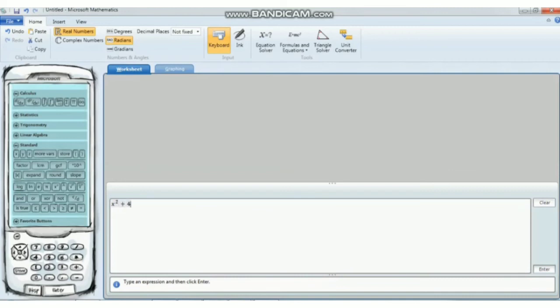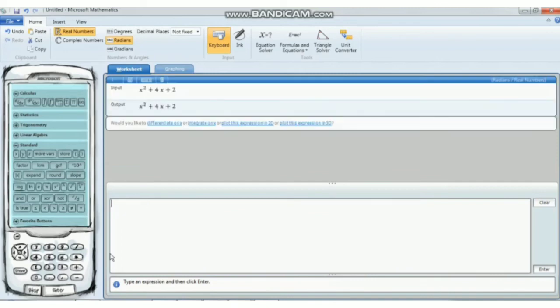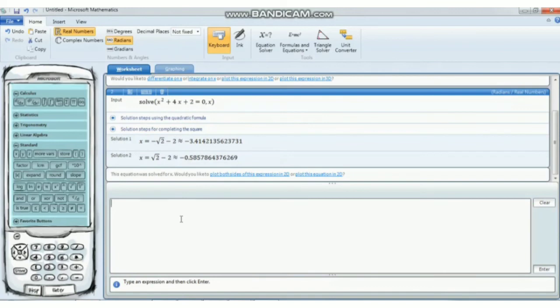For example, we use x squared plus 4x plus 2, then enter. Oh, we forgot the 0. It's equal to 0, then click enter. The solution is x equal to minus root of 2 minus 2, and x is equal to root of 2 minus 2.